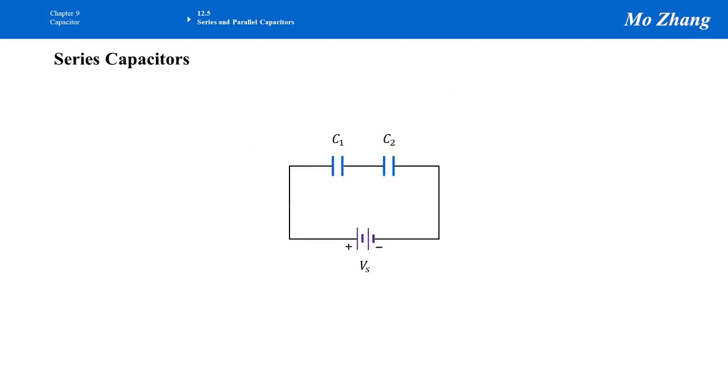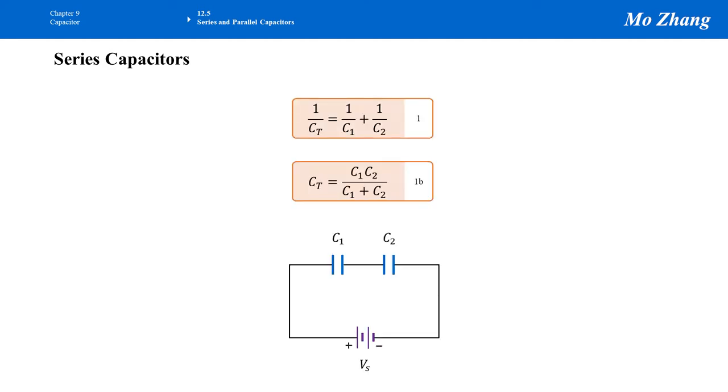When we have two capacitors connected in series, we still can apply that shortcut formula, but for capacitors. That is, the total capacitance Ct equals C1 times C2 divided by C1 plus C2. This is the same formula that we use to find the total resistance in parallel.